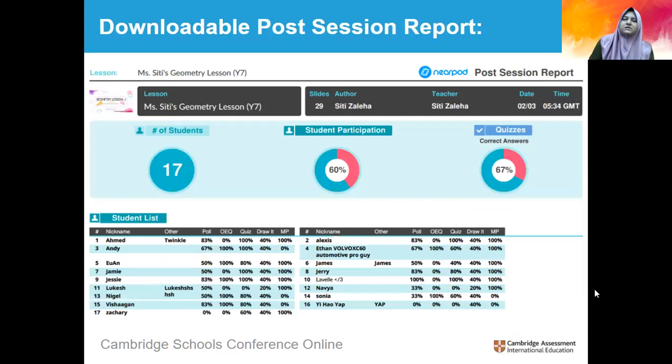So this is how it looks like. You will have the students list and all the activities there, the quiz, the draw it, the poll, and then you'll have the percentage of the students' responses. And I find this really helpful, really important, because one, you know the level of participation. Number two, you know the level of cognitive engagement, the results, how many questions they can get right, what are the most wrongly answered questions.